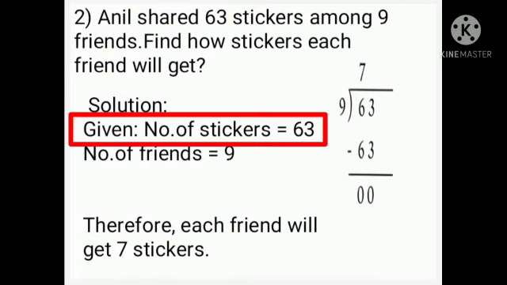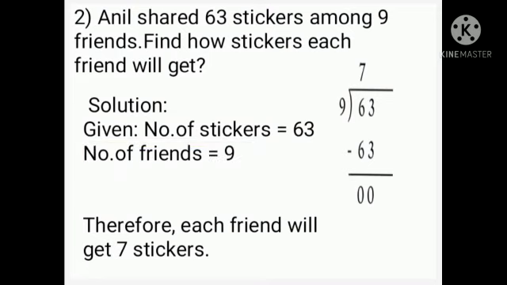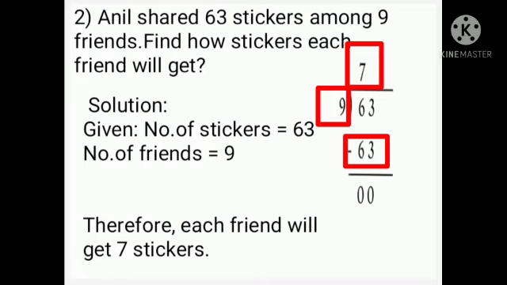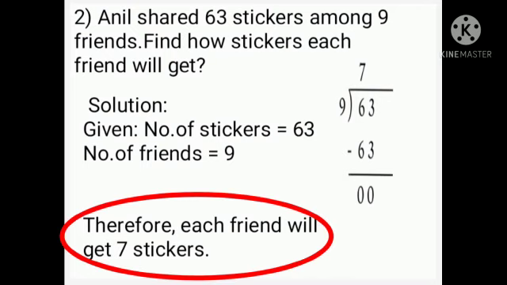First we will write down given. What is given to us? Number of stickers 63. Number of friends 9. Which method we are going to use? Division. So let's arrange the number and start saying 9 table till we get the answer 63. So 9 sevens are 63. Let's start subtraction from units place. 3 minus 3 is 0. 6 minus 6 is also 0. Lastly, statement. Therefore, each friend will get 7 stickers.